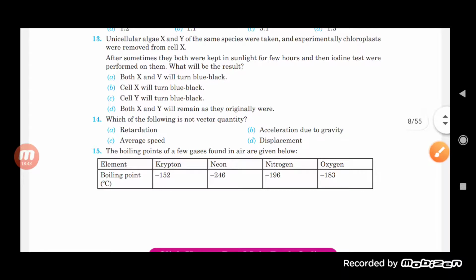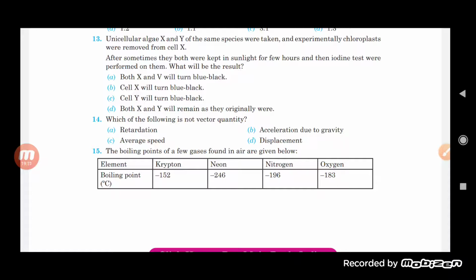Now see here, which of the following is not a vector quantity? Retardation, acceleration due to gravity, average speed, and displacement. Retardation is just the opposite of acceleration. Acceleration due to gravity, that is the small g it is talking about. Small g is also a vector quantity.